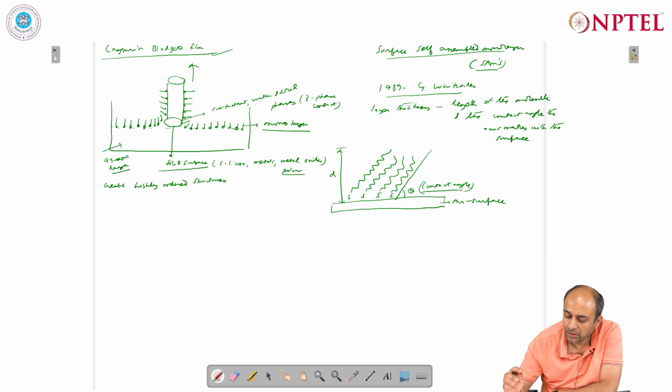And normally the strength of these gold sulfur interactions is comparable to that of hydrogen bonds, and therefore these thiol molecules are able to assemble in a very clean manner on these gold surfaces. Now, when this process of self assembly takes place, there are some interesting steps. This does not happen in one step. There is an interesting sequence of steps. Let us look at those two steps.